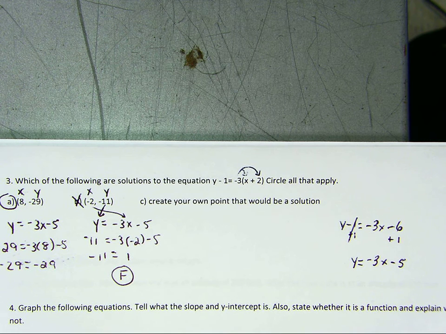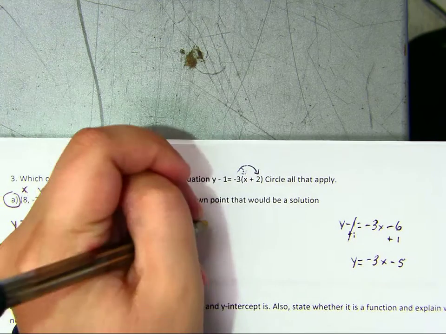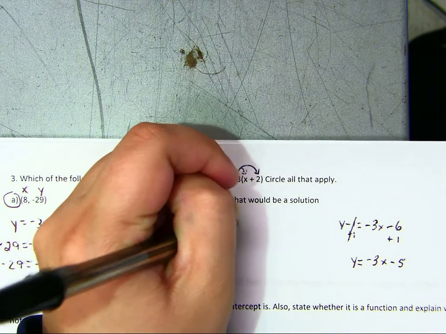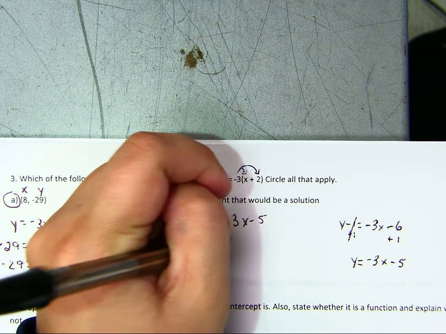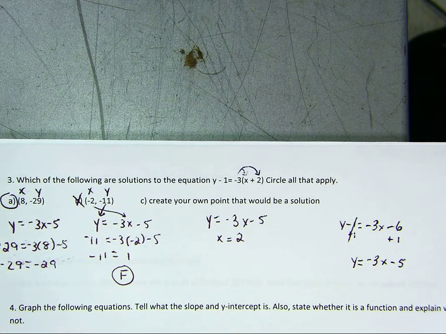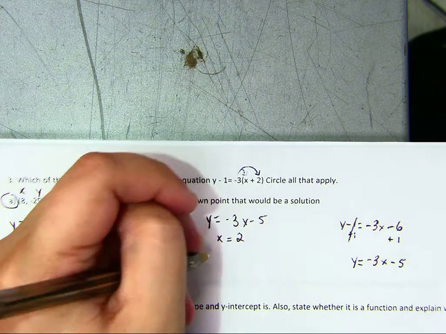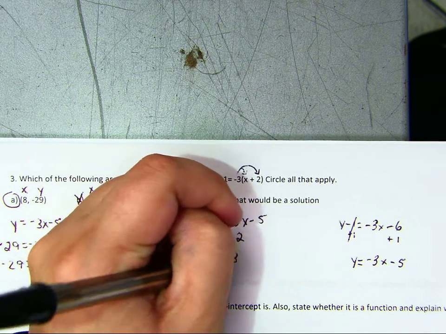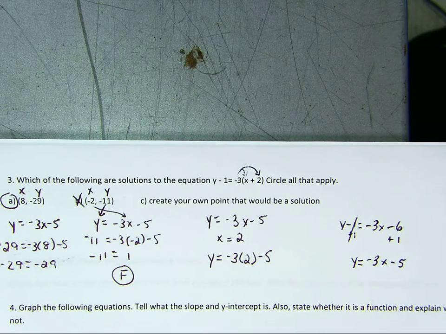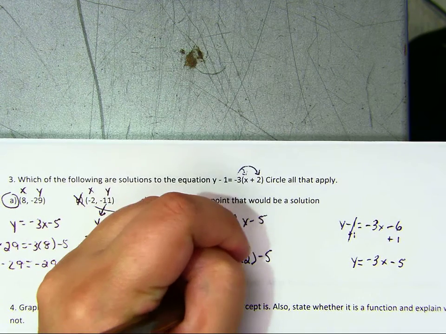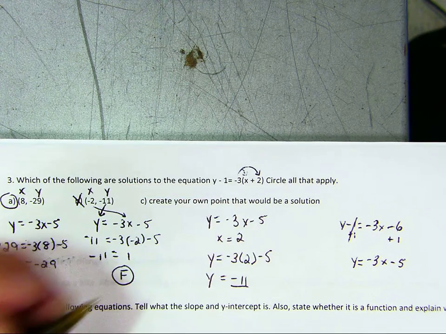Now to create your own point that would be a solution, the easiest way to do that is to pick an x, any x that you want, and use the equation that we found earlier. So I want to pick x equals 2. So I'm just going to plug in 2 where I see an x, and then negative 3 times 2 minus 5 gets me negative 11. So that's my y value.